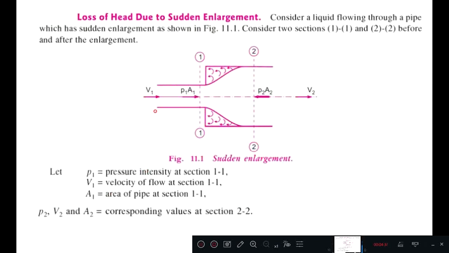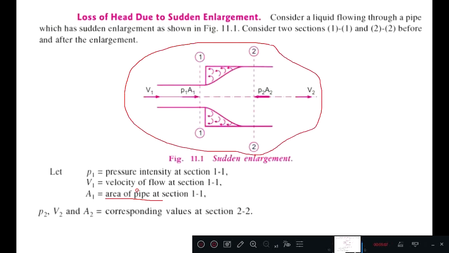Let P1 be the pressure intensity at section 1, V1 be the velocity of flow at section 1, and A1 be the area of the pipe at section 1. And P2, V2 and A2 are the corresponding values at section 2. So this is the diagram.